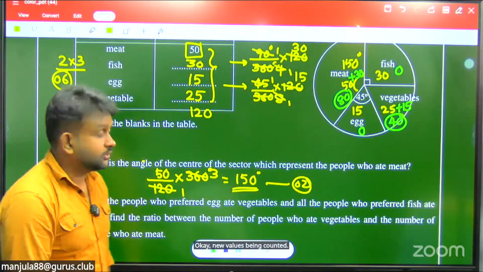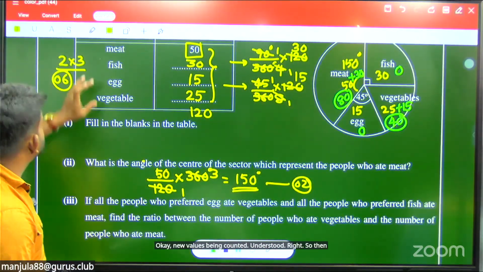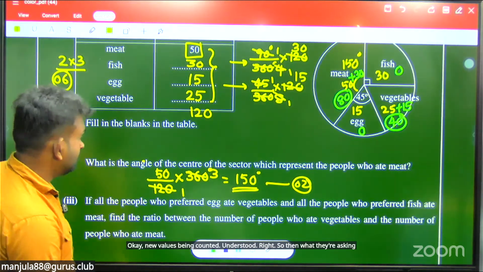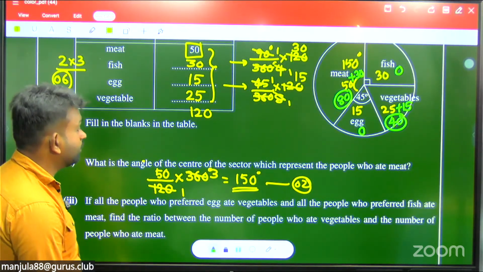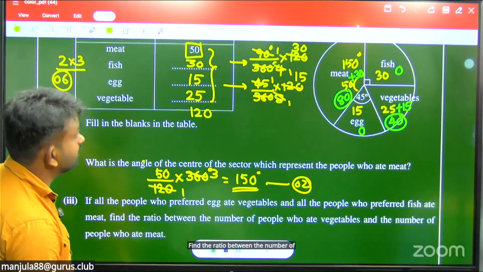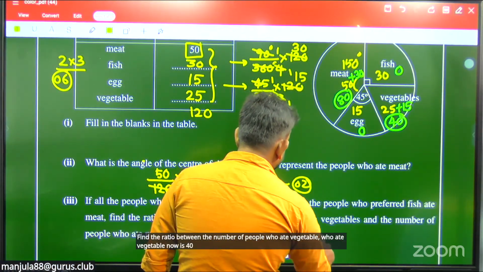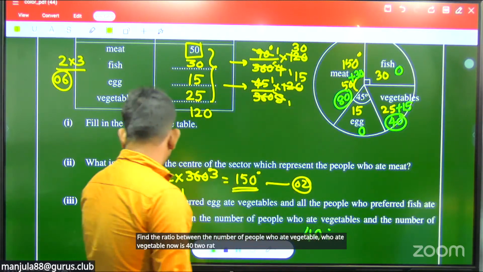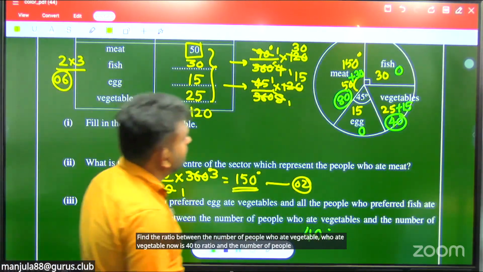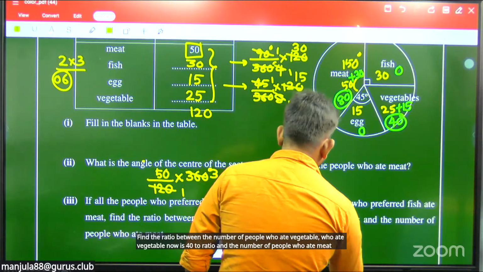Understood? Right. So then what they're asking: find the ratio between the number of people who ate vegetable, which is 42, and the number of people who ate meat, which is 80.